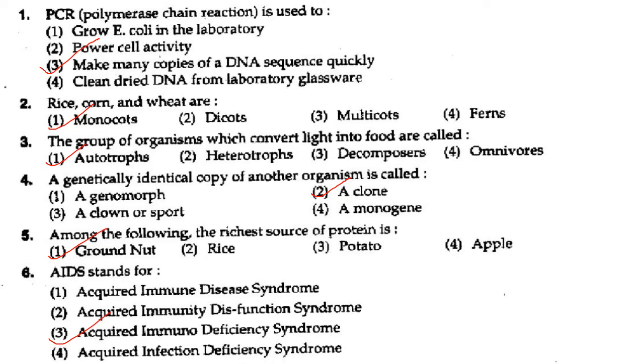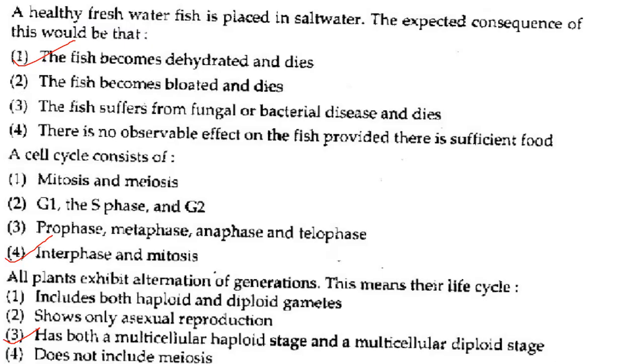Next one, among the following the richest source of protein is: option 1 groundnut, 2 rice, 3 potato, 4 apple. Answer is option 1 groundnut. AIDS stands for: option 1 acquired immunodisease syndrome, 2 acquired immunity dysfunction syndrome, 3 acquired immunodeficiency syndrome, 4 acquired infection deficiency syndrome. Answer is option 3 acquired immunodeficiency syndrome.